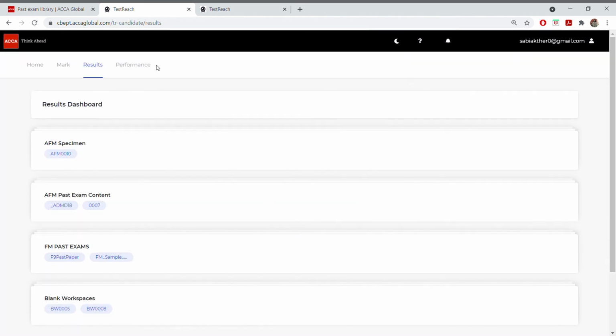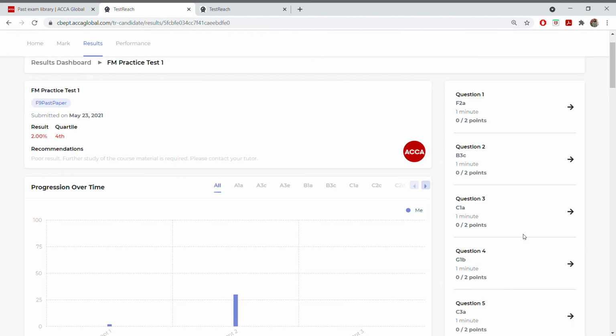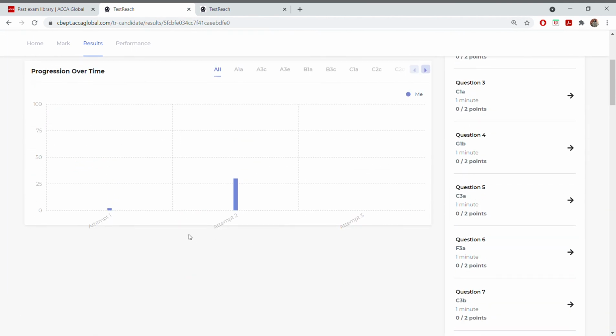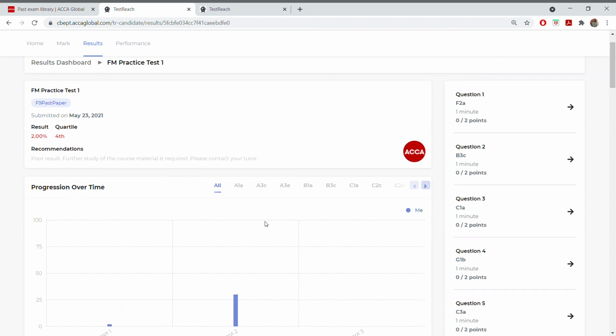Next, if you press the cross, you can see your results. The FM passed exam, the practice test, attempt 2. So this bar, this graph will go up as soon as you perform better and better. You can see your progress over time in which attempt.